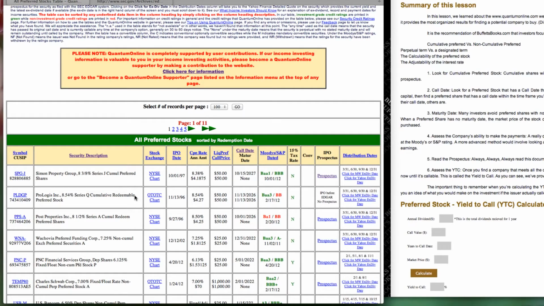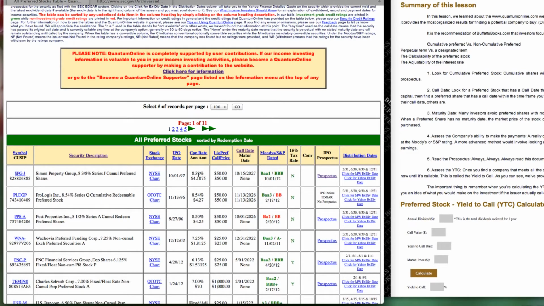The reason I want it to be cumulative is because that means the company has to ultimately pay that dividend that they're claiming they have, that 8.38%. The only way they're not going to pay that is if the company is going bankrupt and they literally cannot make payments to anybody and they're in the process of liquidating. So that's when you're not going to get your payment.